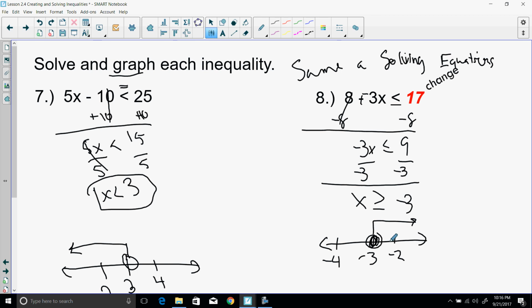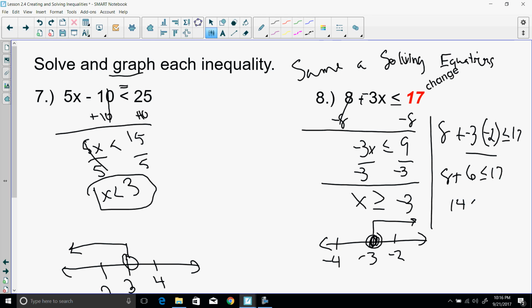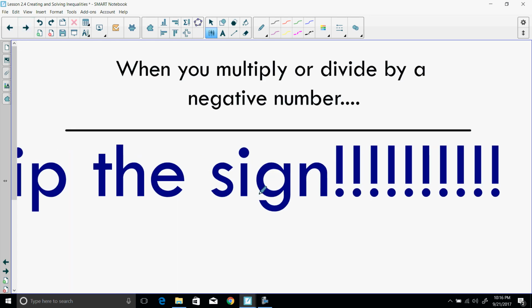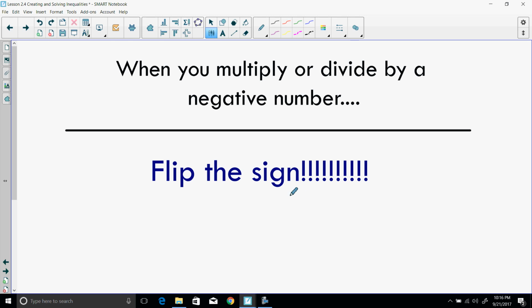Awesome. Now, let's just test and make sure we get a right answer. Let's test this negative 2 to prove it. So I got 8 plus negative 3, substitute in parentheses, negative 2, should be less than or equal to 17. This gives me 8 plus positive 6, supposed to be less than or equal to 17. And 8 plus 6 is 14, so it does work. Check mark. Awesome. All right, so remember, if you multiply or divide both sides of an inequality by a negative number, you flip the sign. Flip your inequality symbol.